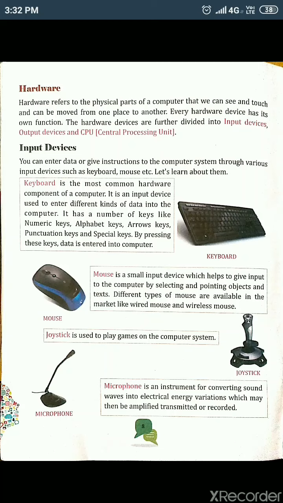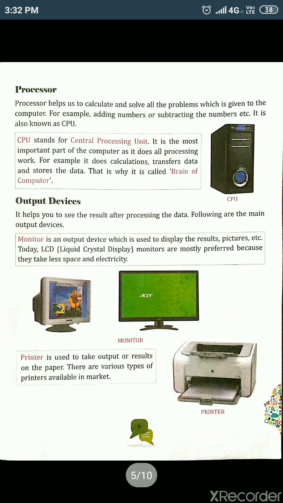Now, processor. Processor helps us to calculate and solve all the problems which are given to the computer. For example, adding numbers or subtracting numbers, etc. It is also known as CPU. This is the central processing unit and its main function is to process the given data.